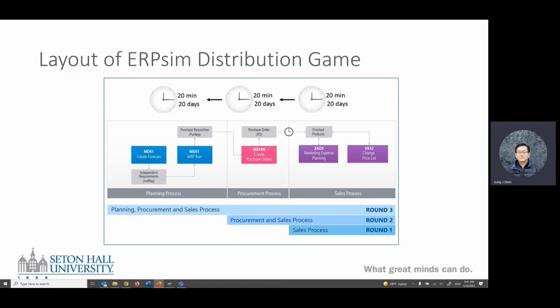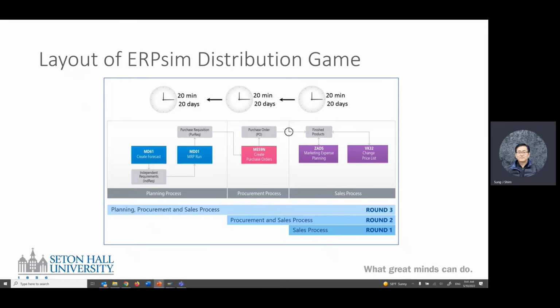This figure shows the layout of the game. In round 1, they do only the sales process. In round 2, they do the sales process plus the procurement process. And in round 3, they do the sales process plus the procurement process plus the planning process.